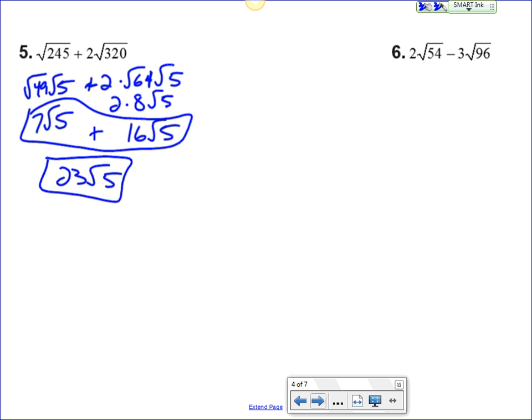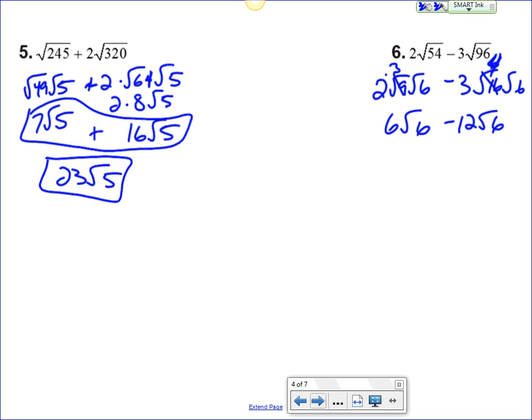Okay, same idea over here. If we look at 54, we know that 9 goes into there, so that's 2 root 9 root 6. But root 9 is really 3, so it's 2 times a 3. So you got 6 root 6. In 96, 16 goes into there, so that's 3 root 16 root 6, but root 16 is really a 4. So I got 3 times a 4, which would be a 12 root 6. So then I have a negative 6 root 6 in the end.